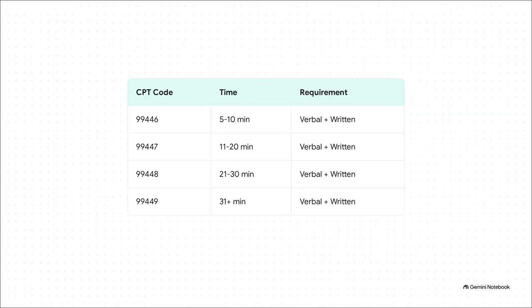If you fall into that second category, where both a verbal discussion and a written report actually happened, time becomes the name of the game. Let's break down these specific tiers. For 5 to 10 minutes of consultative discussion and review, it's 99446. For 11 to 20 minutes, report 99447. For 21 to 30 minutes, you're at 99448, and if you spend 31 minutes or more, you max out at 99449. Just remember, the majority of this time absolutely must be devoted to the medical consultative verbal or internet discussion. If you're mostly just quietly reviewing data, you cannot report these codes.